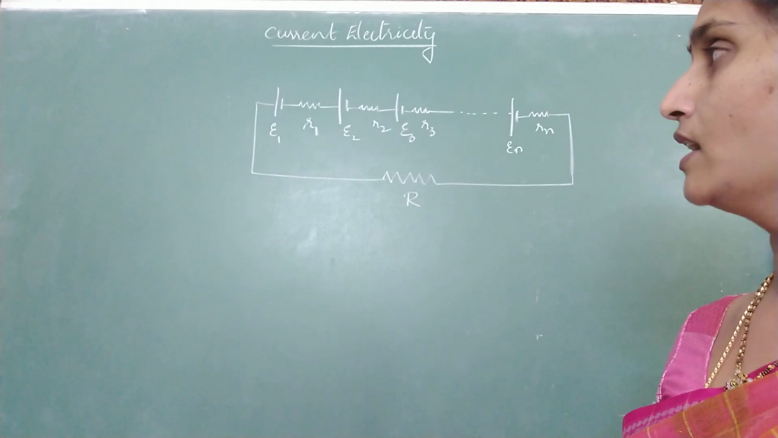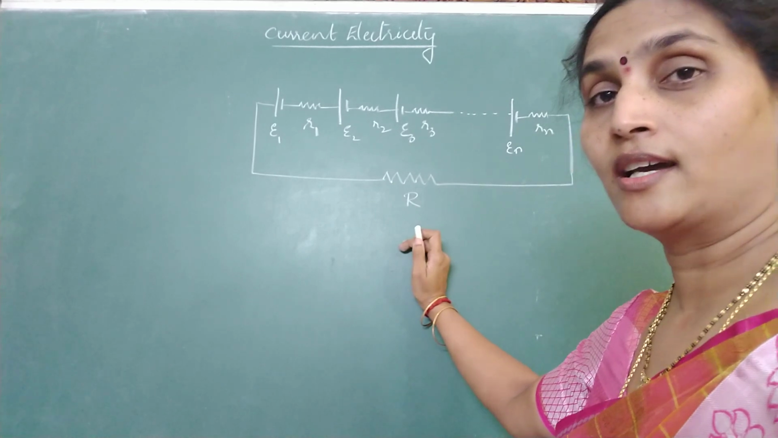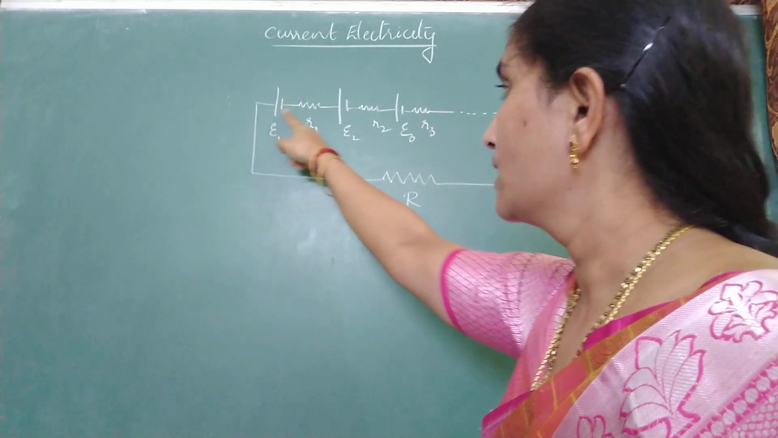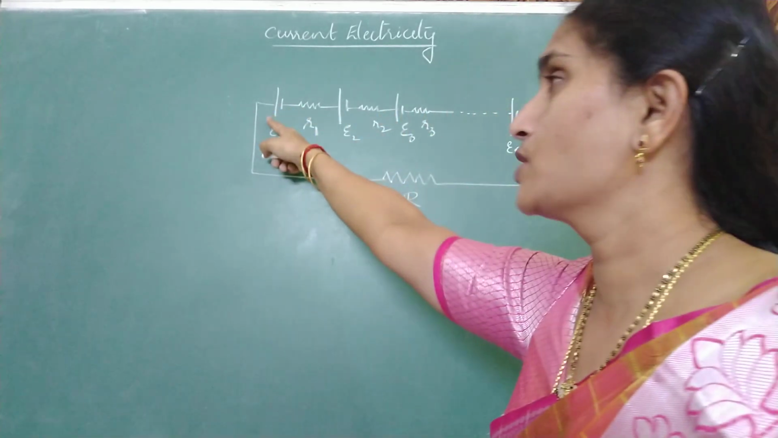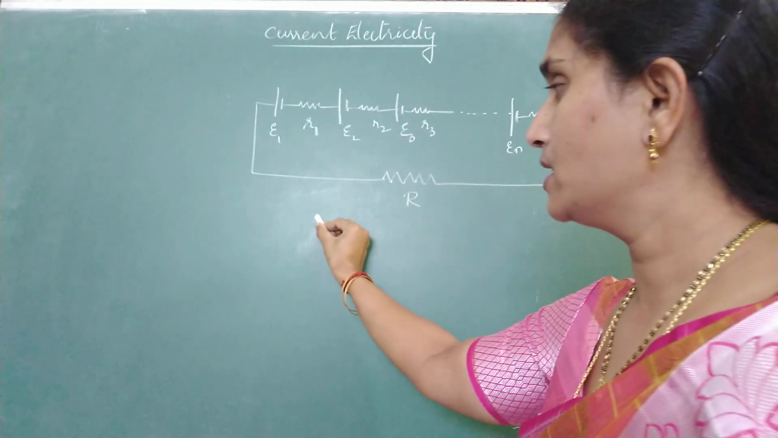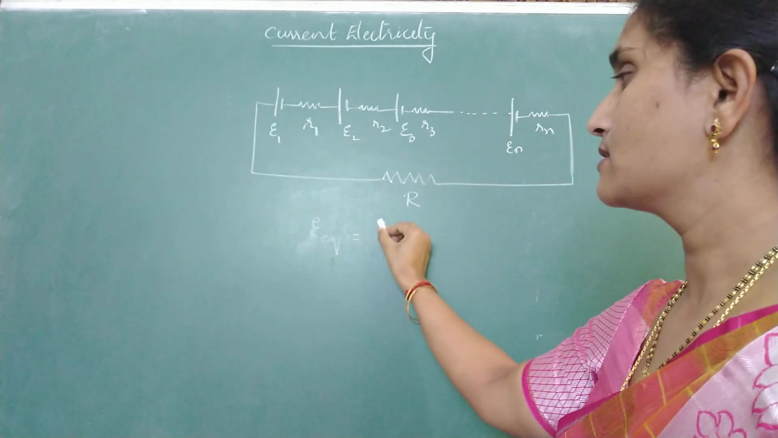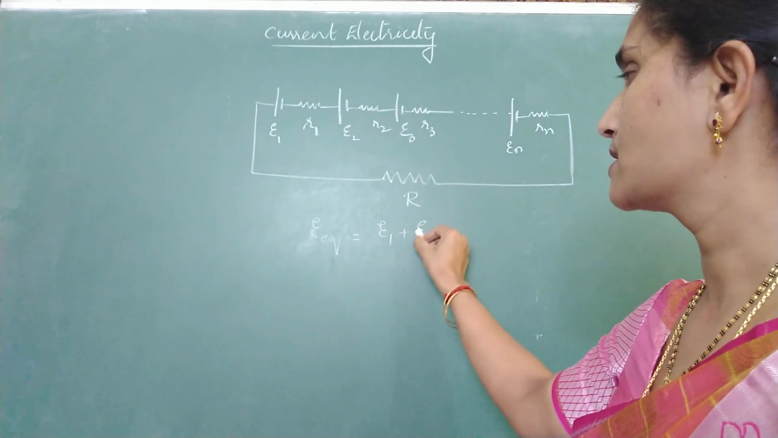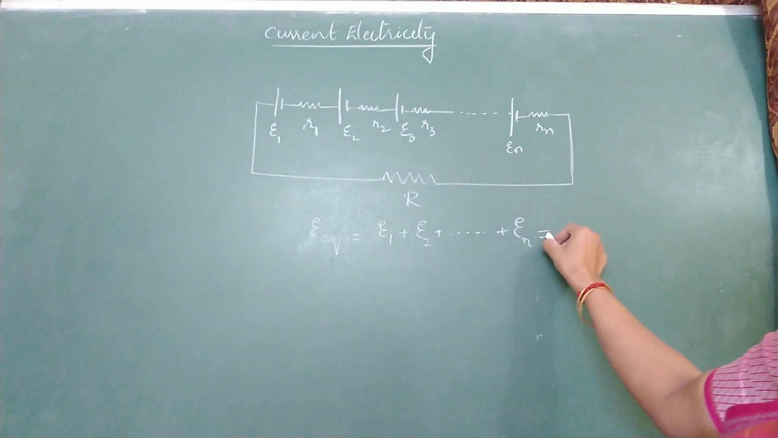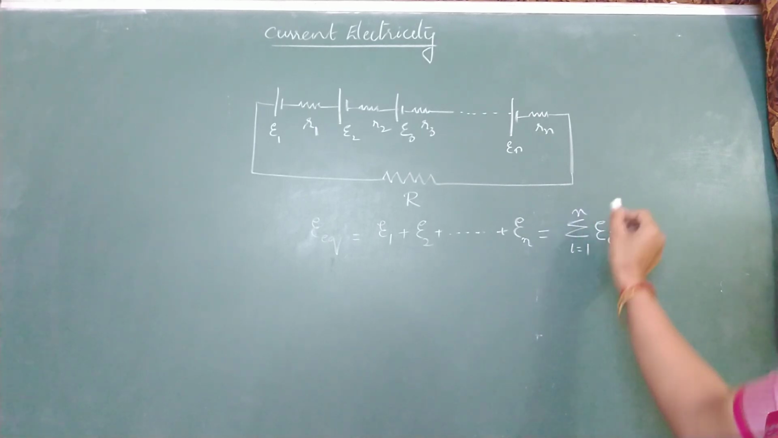Then we are interested in finding the equivalent EMF in the circuit, then the equivalent resistance, and then we will find the equivalent current. Look at all of them. Since they are connected in the same order, positive to negative, negative to positive, what will be the total EMF? The first battery's EMF, that is E1 plus E2 and so on up to En. I can write it as sigma of Ei, i taking values from 1 to n.